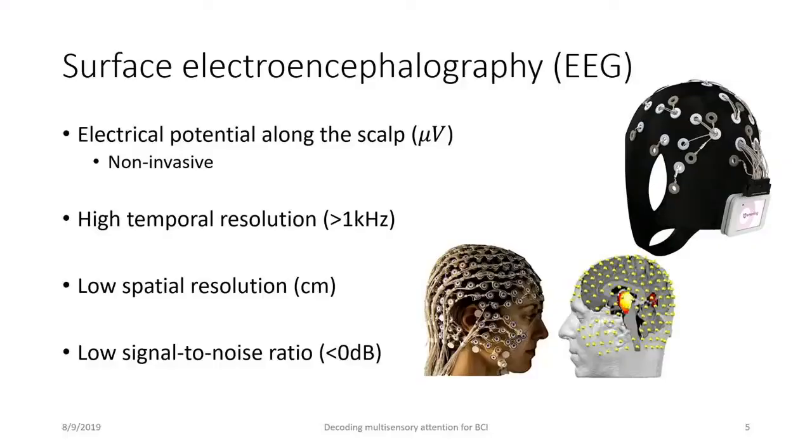So an alternative way is to measure the electrical signal along your scalp. We put electrodes into what we call EEG caps, and we place them on our scalp, just like a swimming cap. And we put gel into each of those electrodes. So this method is non-invasive. We don't need surgery to start with. The temporal resolution is the same as the previous one, because they are both electrical signals.